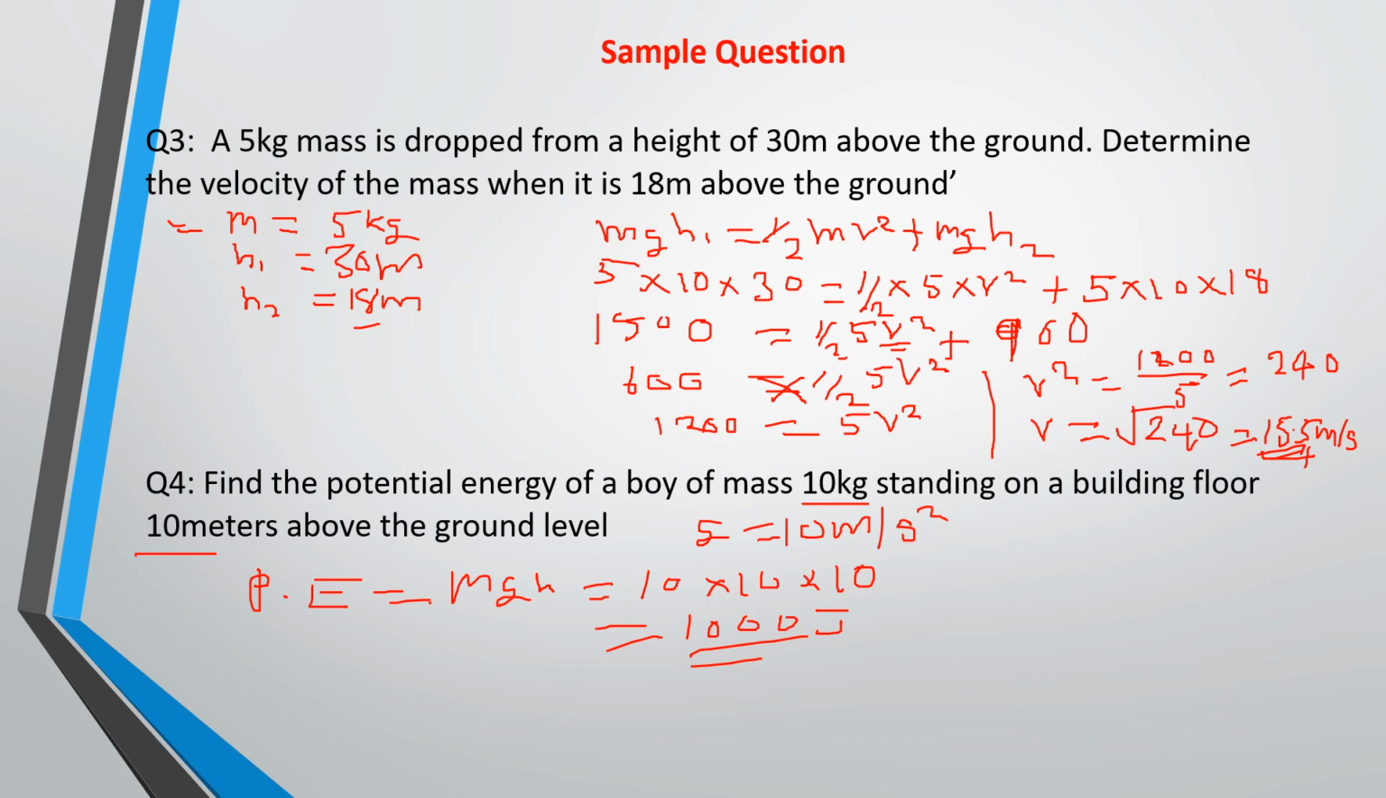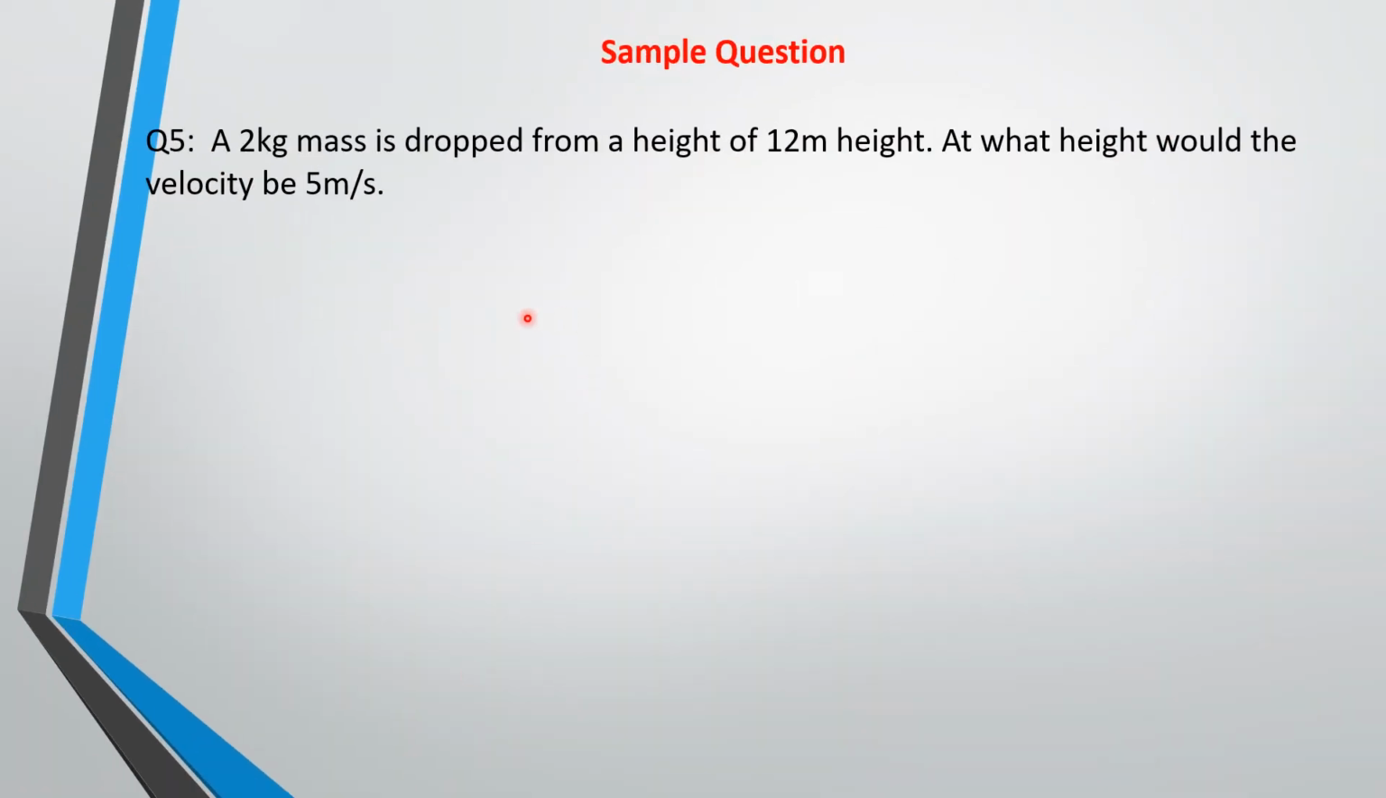So I think this one is readily simple and easy for you to solve and comprehend. Okay, so we'll still solve more problems. I believe that the more problems you solve, the more you understand the topic. Okay, so this particular question says a 2 kg mass is dropped from a height of 12 meters. At what height would the velocity be 5 meters per second? So if you remember, just take your mind back to the one we just solved not quite long. You can just apply the same equation to solve this problem.